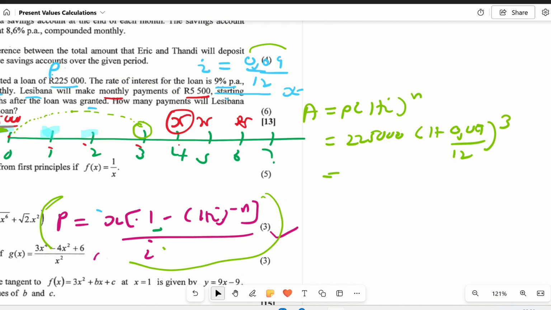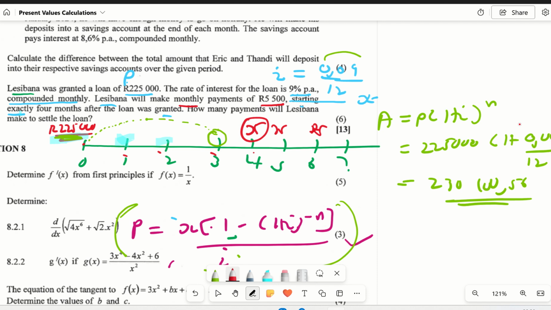Can you guys tell me the answer there? This will give you 230,100.56. Okay, so this is the accumulated amount of this investment from 225,000, having waited for 3 months. So this is 230,100.56. Okay, so now this is basically the loan amount at that time period, having gained interest. So now you can go ahead and apply your present value formula.